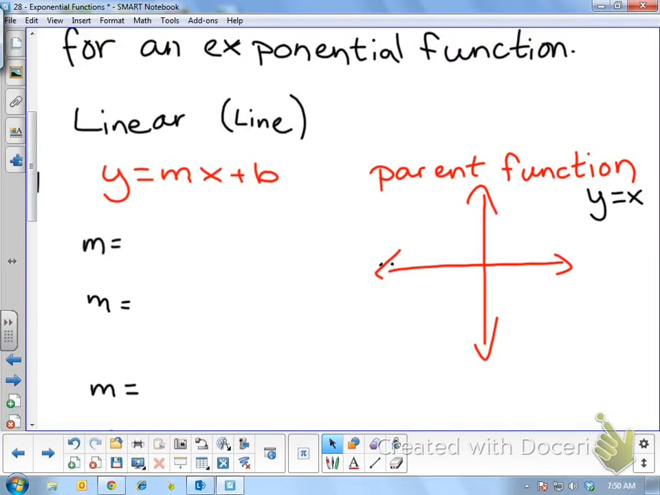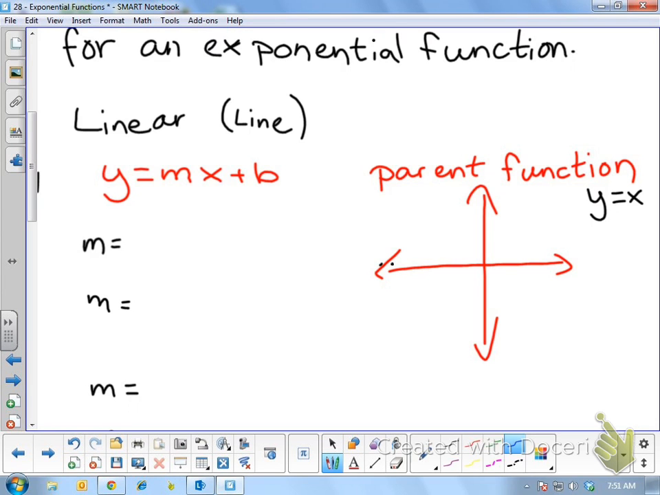So we know when we're working with a line, the equation for a line is y equals mx plus b. That should look very, very familiar. What did we usually call m? Slope. And what did we usually call b? Y-intercept. So the most basic form is just the one that has that first variable, x. So y equals x is called our parent function.